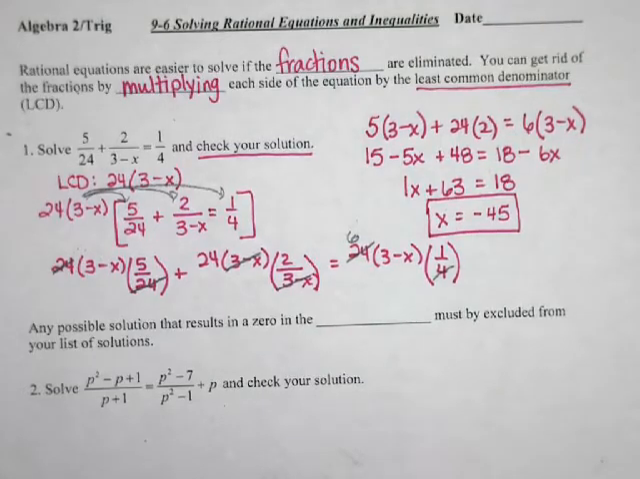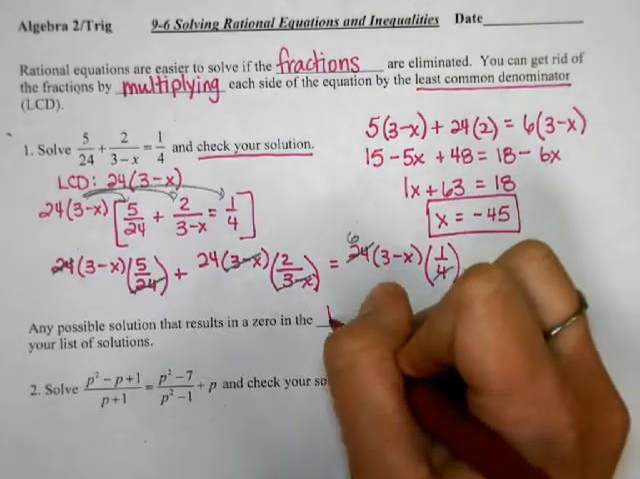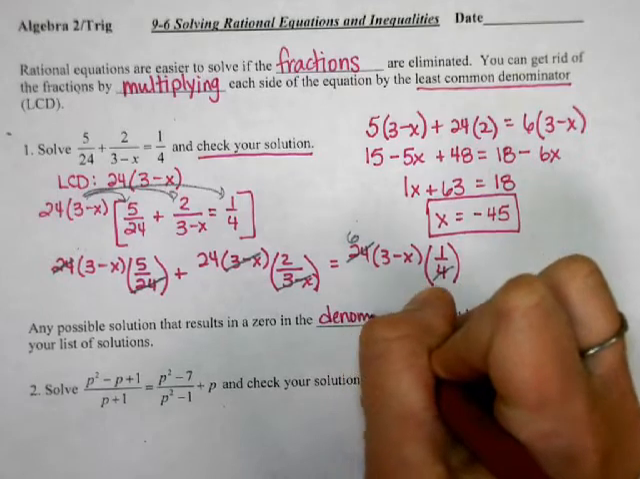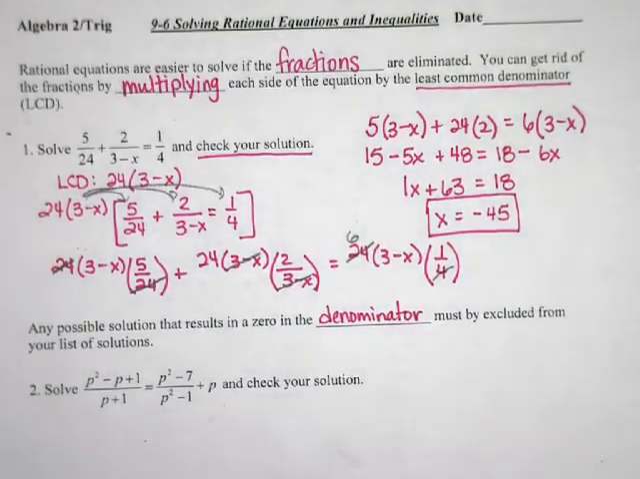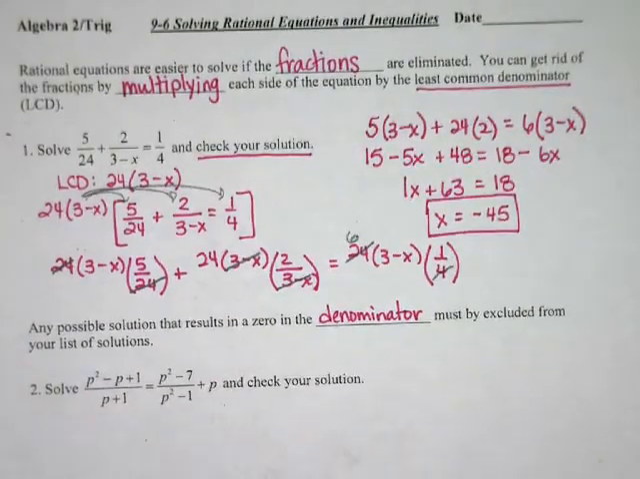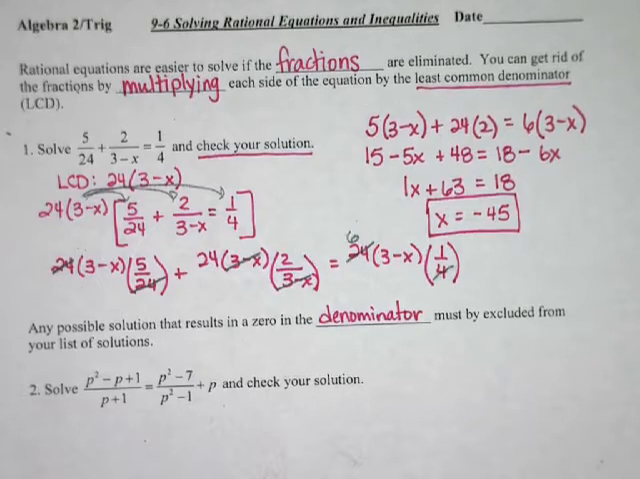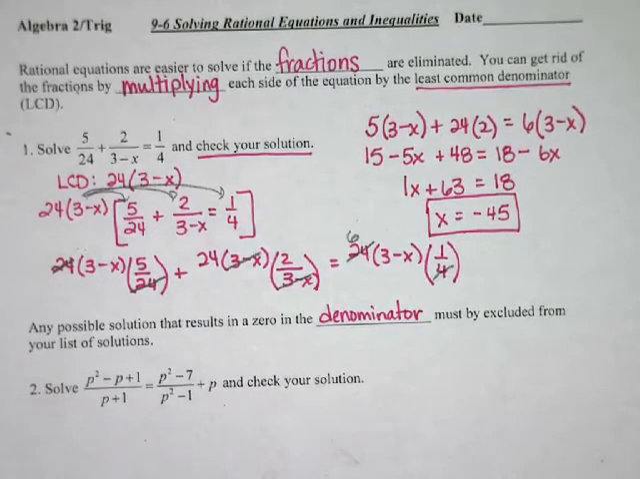Any possible solution that results in a 0 in the denominator must be excluded from your list of solutions. Remember, this is called an extraneous solution. So sometimes we do everything right, and it just doesn't work out. It doesn't work when we go to check it in our problem.